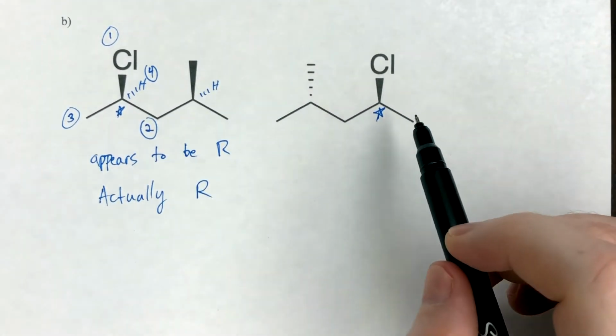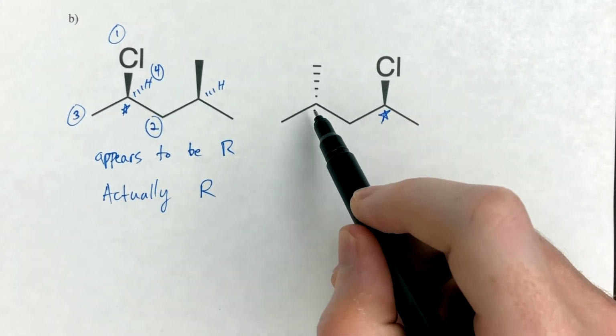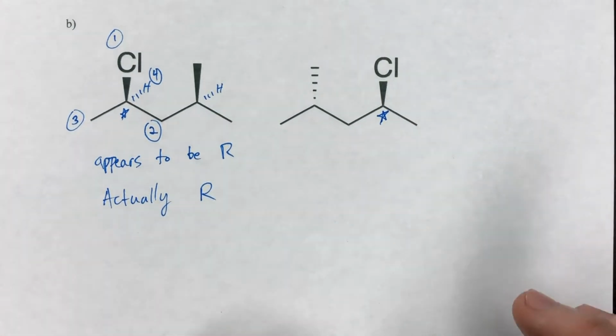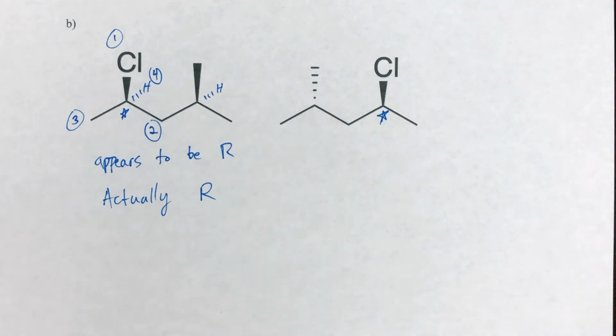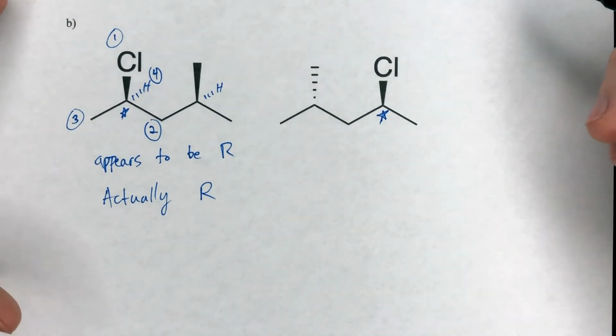Okay, now the next structure has kind of thrown us off here because we want to compare specifically this chiral carbon to this chiral carbon. It's not so bad here because this other carbon that appears to be chiral is actually not chiral. Again, it's kind of a trick. So we just want to compare the chirality at the carbon bound to the chlorine in both structures, and we're not interested in the other carbon.